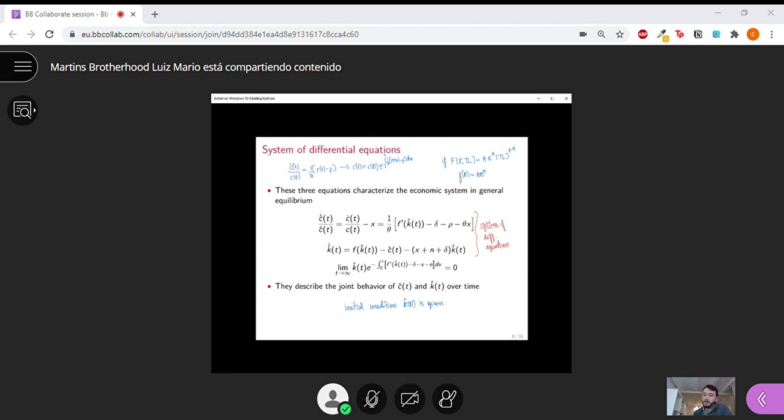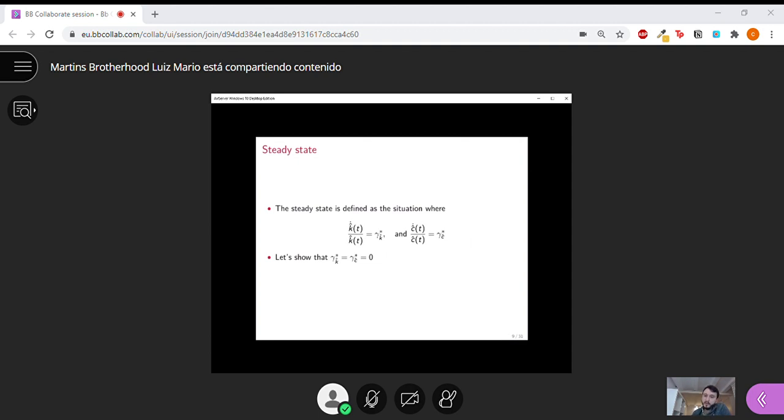This is a dynamic economic system, okay? So we did all these calculations to get to this here, and this will describe the economy. And this will describe how the economy will converge towards the steady state, just like we saw in the Solow model. Okay?